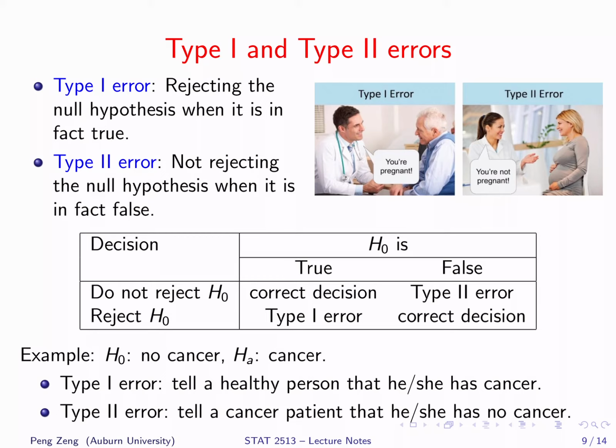Let's check another example. A person wants to know whether he has cancer or not. In this hypothesis testing problem, H0 is not cancer, and the alternative hypothesis is having cancer. Recall that H0 always contains words such as not exist. In this example, if you tell a healthy person that he has cancer, you make a type 1 error. If you tell a cancer patient that he does not have cancer, you make a type 2 error.